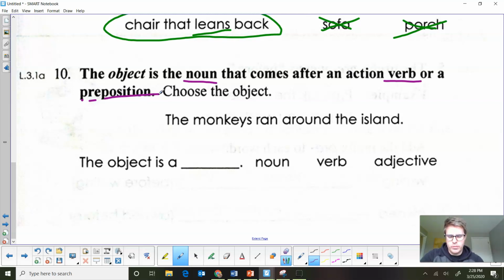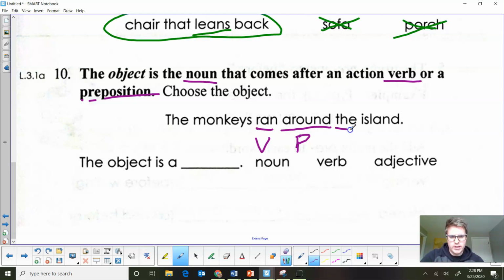So let's find our verb. What are the monkeys doing? Yep, they ran. So that's my verb. The word that comes after that is around. Around is a direction word. Another name for that is a preposition. So I've got an action verb and a preposition, so I'm looking for a noun that comes after these two.